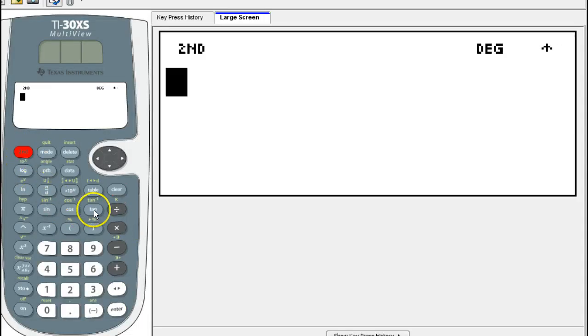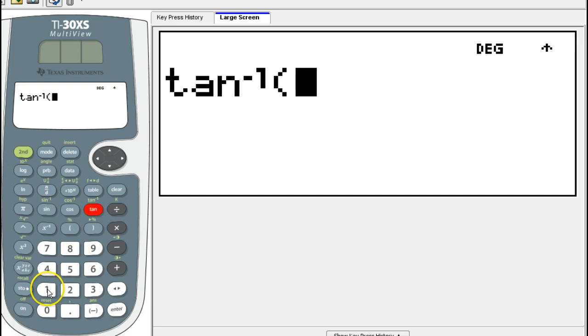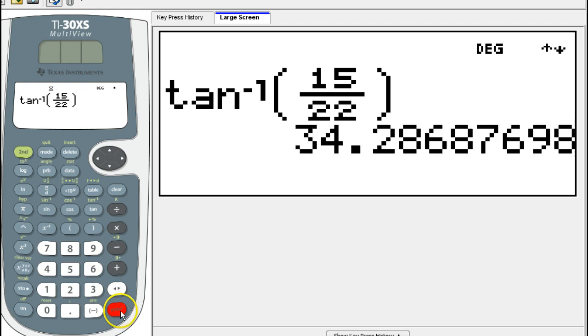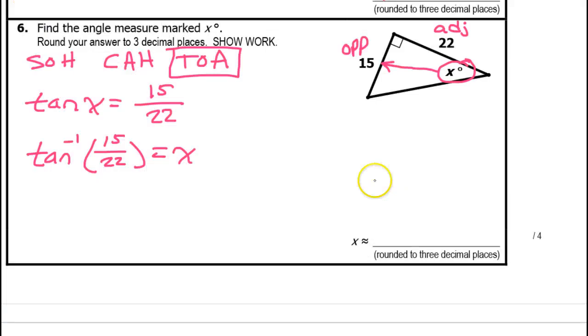Alright, so inverse tangent, so I'll do second tangent, and I believe it was 15 over 22. I have to double check when I go back. So 34.287, got to round up, 34.287.